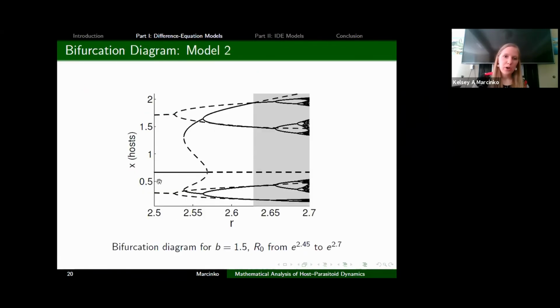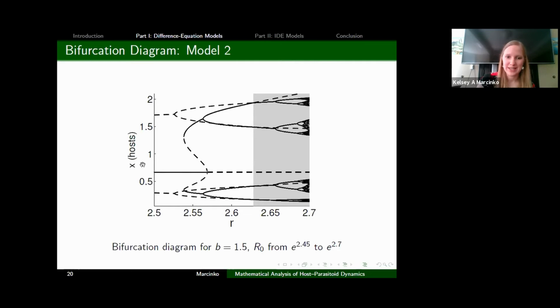Okay. So in this slide, I'm showing the host population on this axis and what happens with a fixed B and a varying little r here. There's a lot going on in this diagram, so I want to emphasize a few things. These solid lines correspond to stable attractors in the system, and the dotted lines correspond to unstable phenomena. So at low values of r, there's a stable coexistence equilibrium, and then there's this 2 cycle that's unstable.